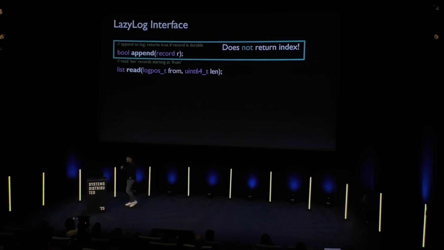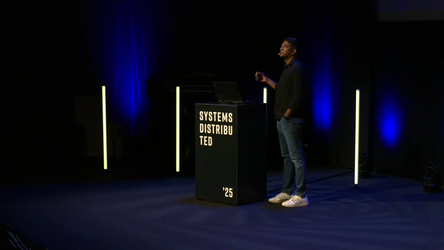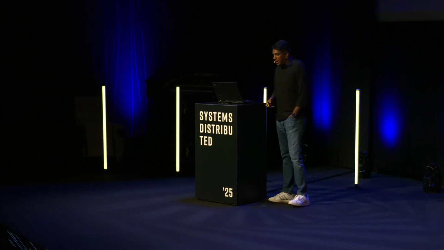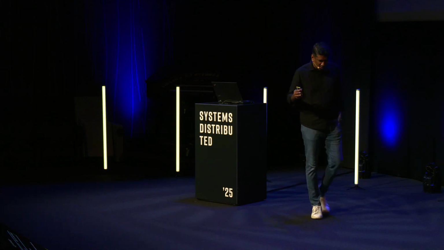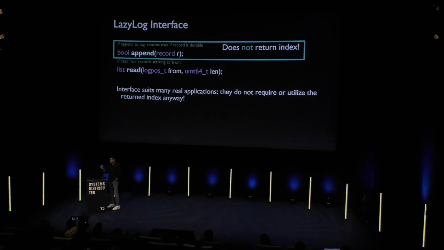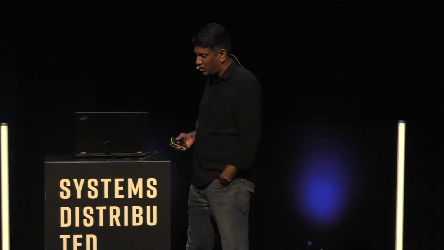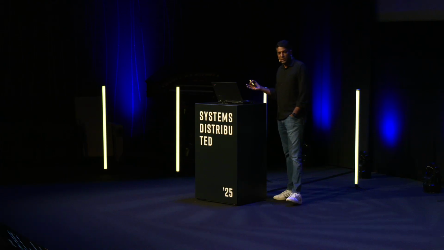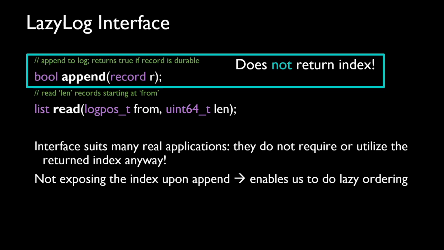This small interface change actually opens up a very big performance optimization. And some people might be worried that this interface doesn't affect applications. The good thing is many applications actually don't use this returned integer anyway. We looked at the code of many applications, and we found out nobody's actually using this index anyway. So not exposing this index upon append enables LazyLog to do this work in a more lazy manner.